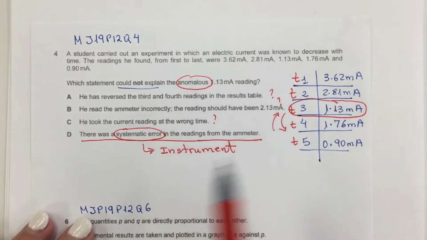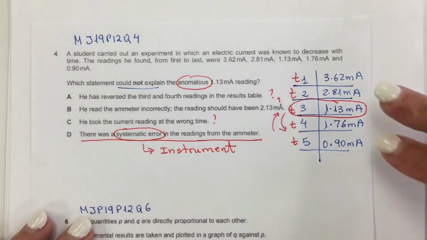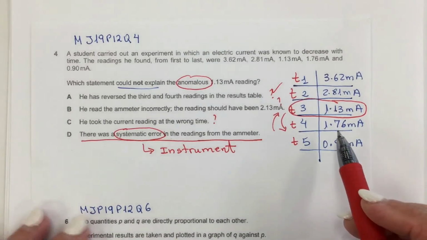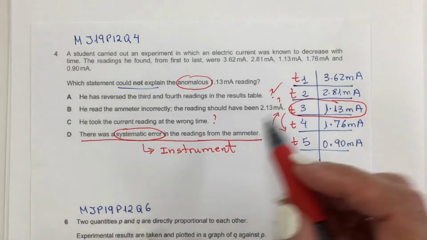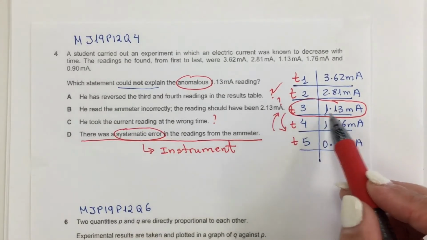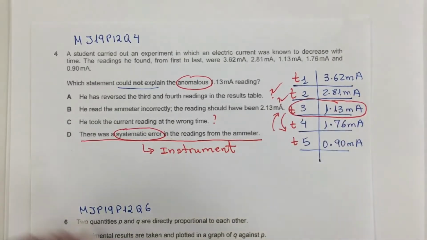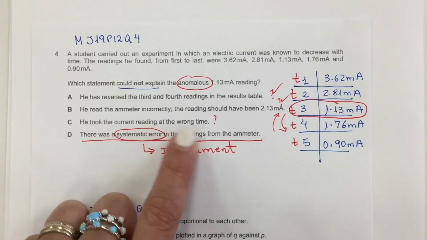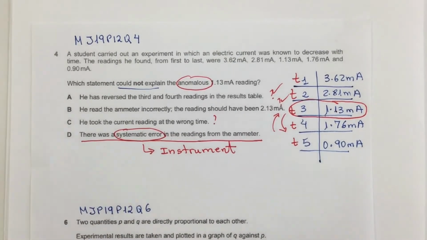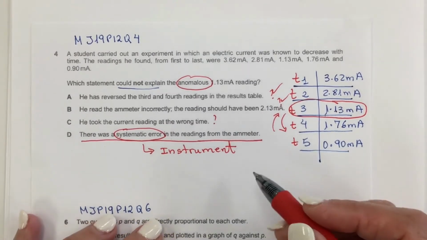Could be that he reversed the order. Could be that he did that. Could be that he read the incorrect value from the ammeter. Instead of 2.13, he wrote 1.13. Could be. He took the wrong reading at the wrong time. Could be. So he skipped some, and that could be what happened.